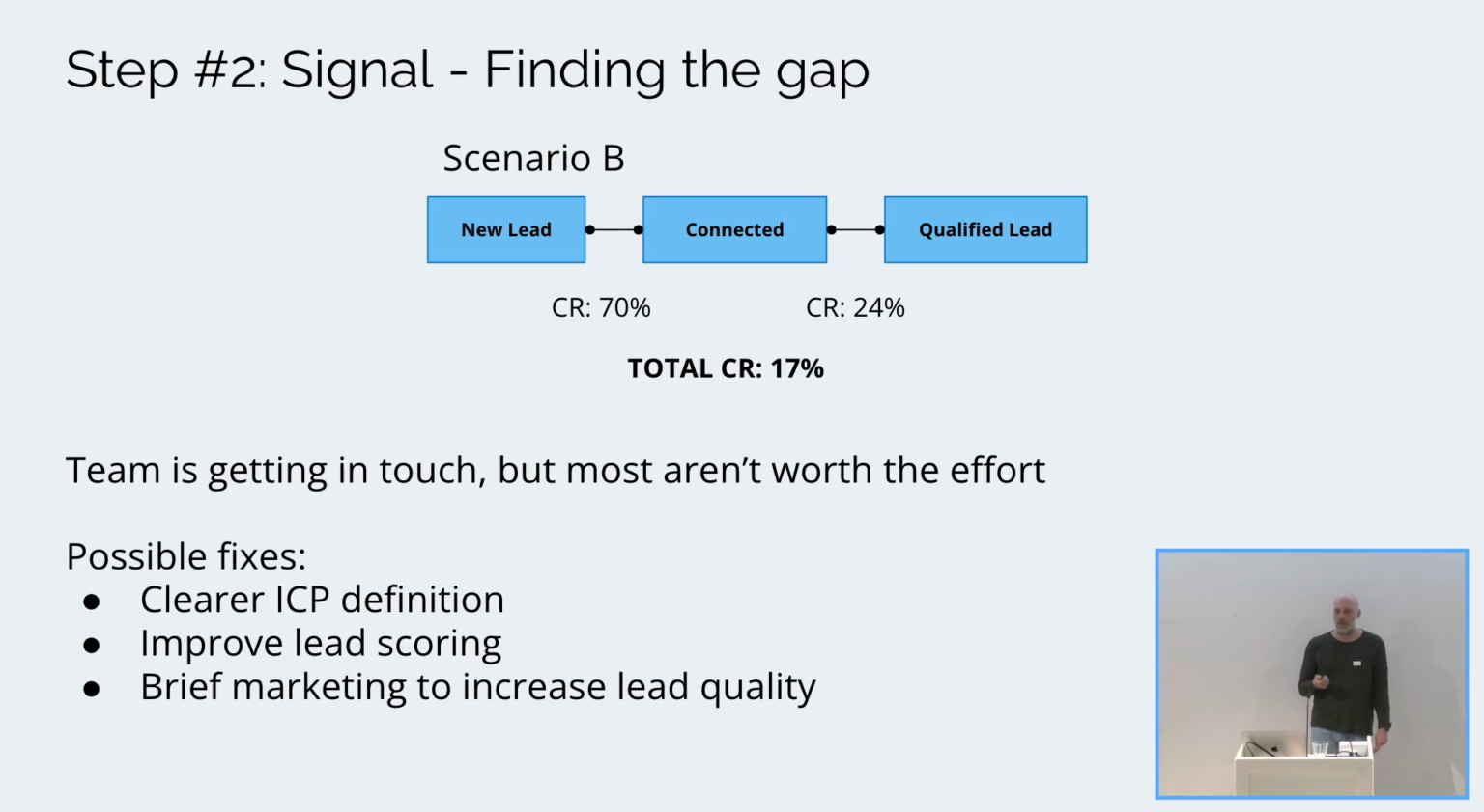Scenario B, so then it's the other way around. The lead quality is very low, although you can get connected to them. So most probably this is a quality issue. To fix this, you can improve your ICP definition so that the inflow of leads is getting better, the quality of them. Maybe you have to improve your lead scoring. So maybe the lead scoring threshold is too low, or the different criteria are not good enough. Or simply you have to talk to marketing to make sure that you're fully aligned on what is a good quality lead. That never happens.